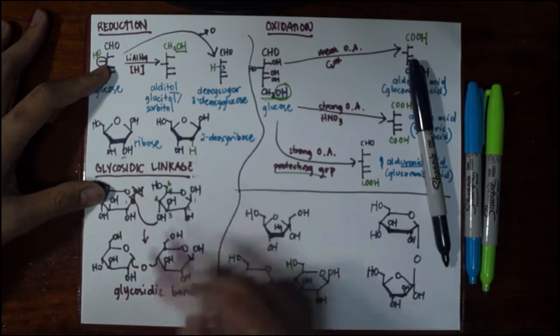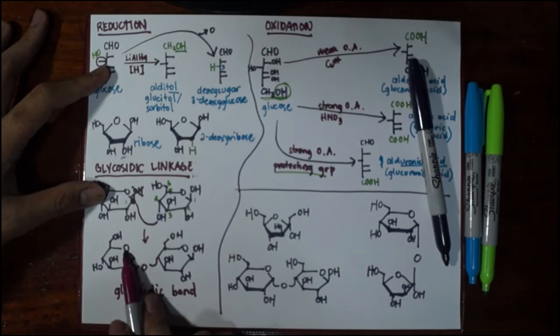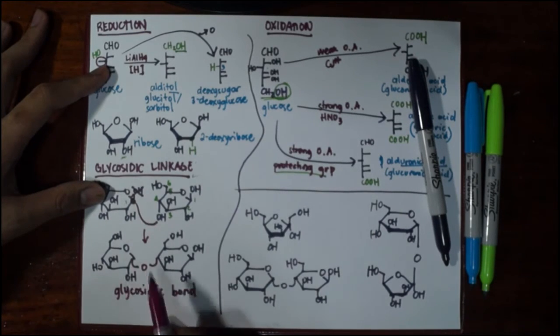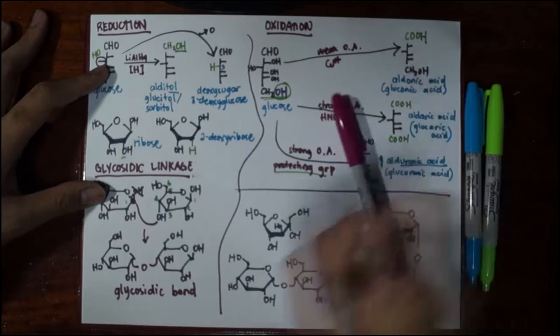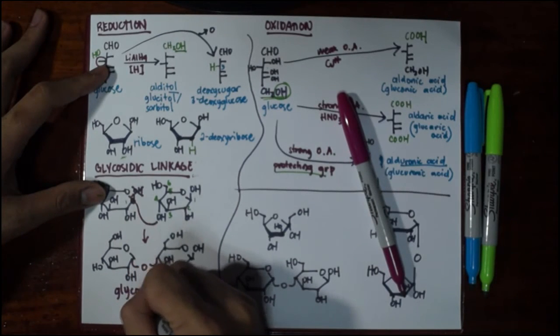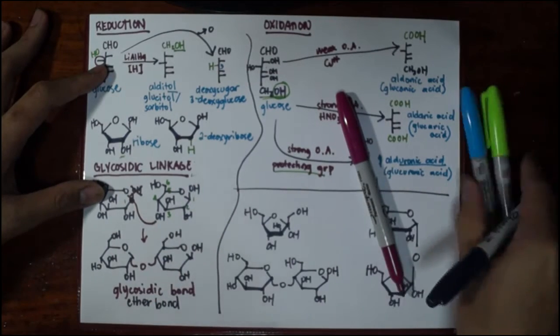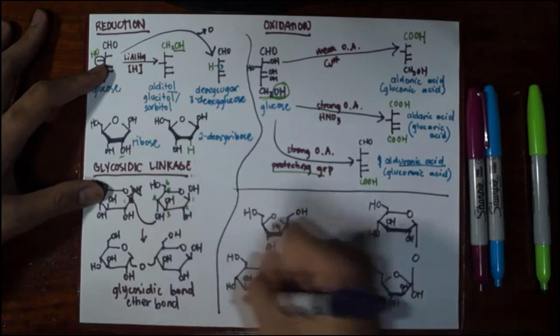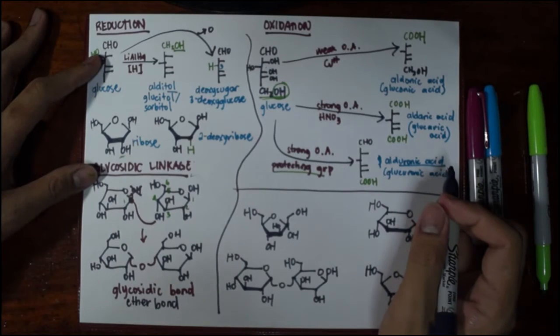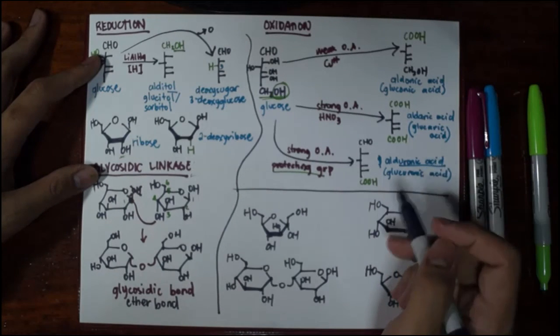Alright, if you look at it, it's of the structure ROR, right? This is a carbon, this is oxygen, then another carbon. So that's why a glycosidic bond is also a type of an ether bond. If you're going to be very specific or technical with it, it's also an ether bond. Alright, so how do you name glycosidic bonds?